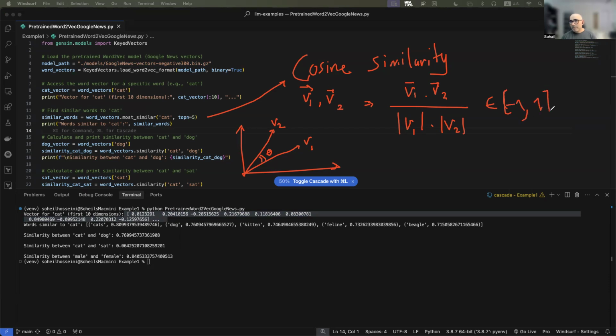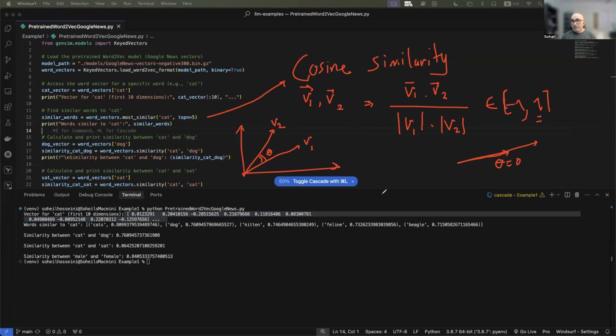When words are very similar and they all use the same context, also within the window size that we have, the similarity would be very high. This angle would be very small, so this theta would be very close to 0, and this value would be very close to 1.